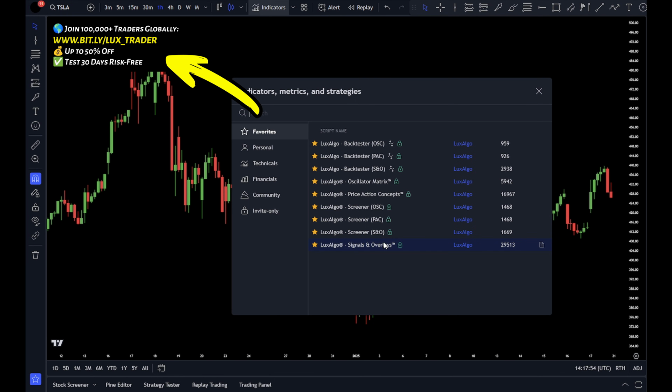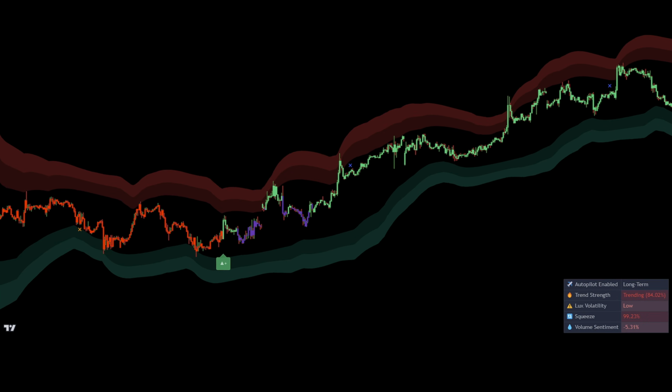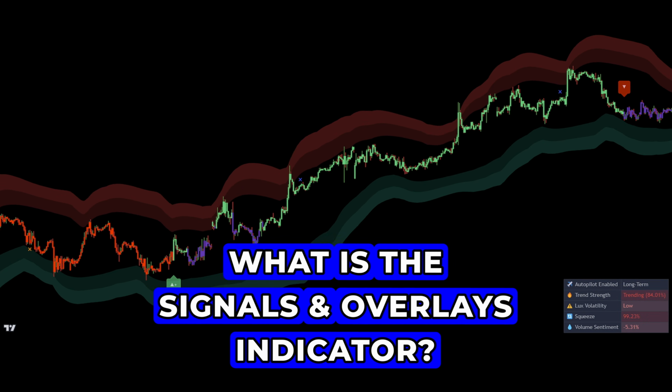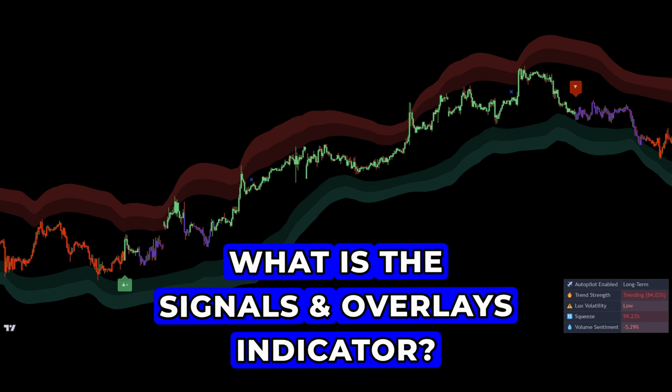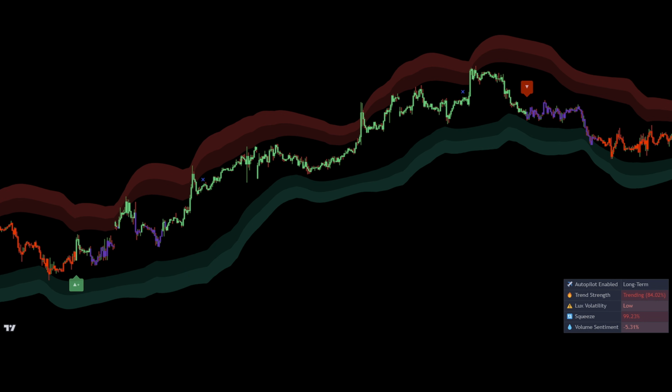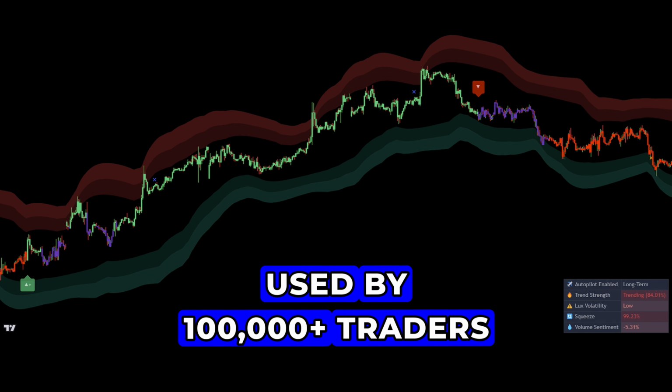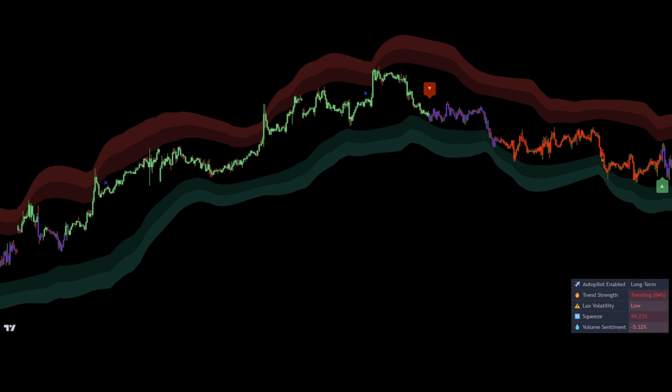Once you've found it, click to add it to your chart. Now at this point, I know you may be thinking, but what exactly is the Signals and Overlays indicator? This toolkit from LuxAlgo is the most popular for a reason. It's packed with features designed for every trading style.